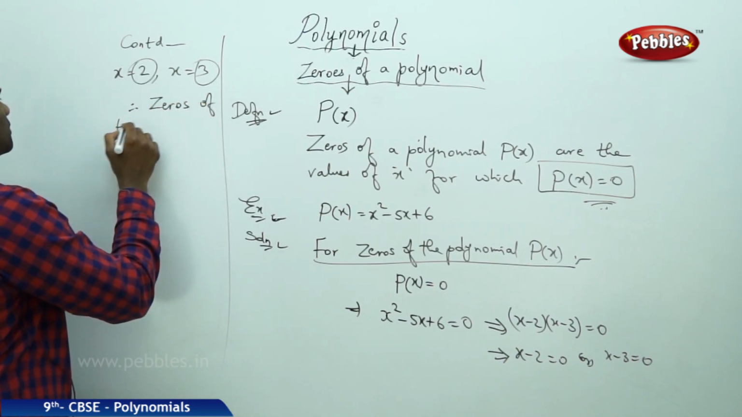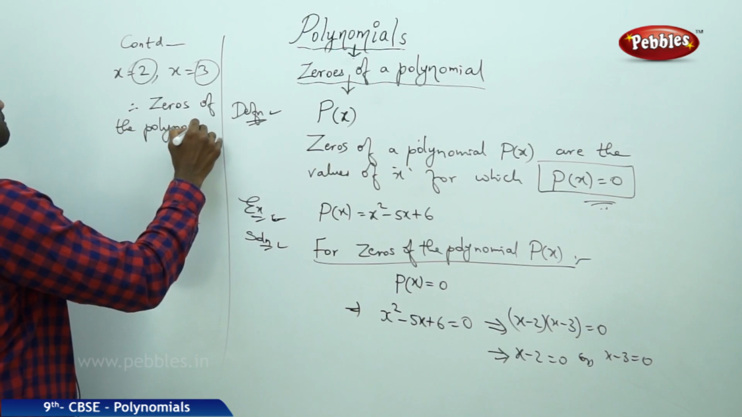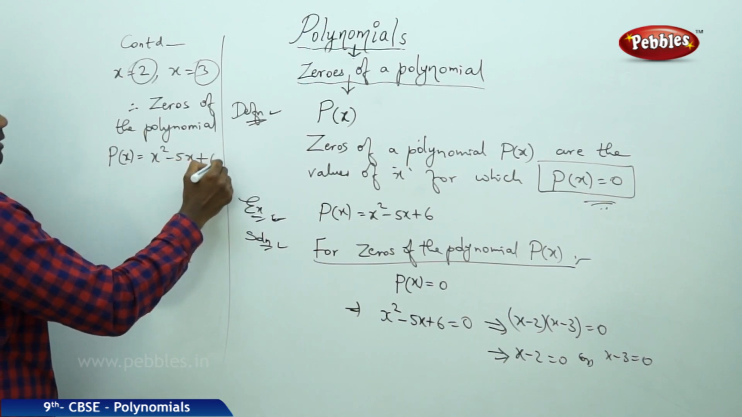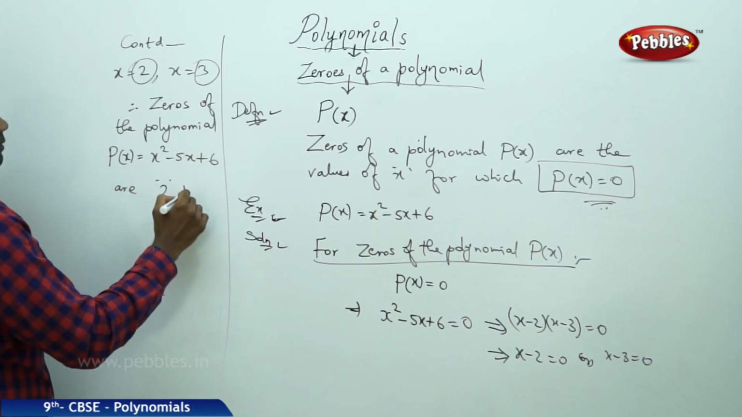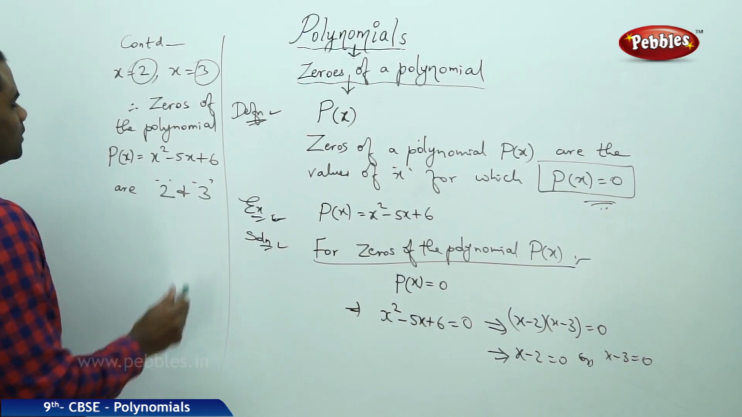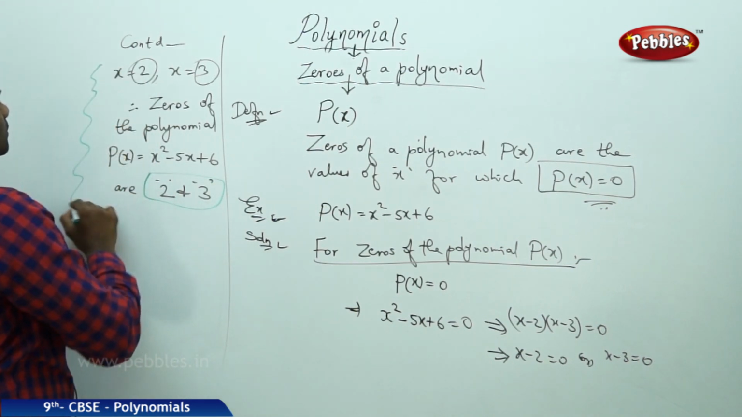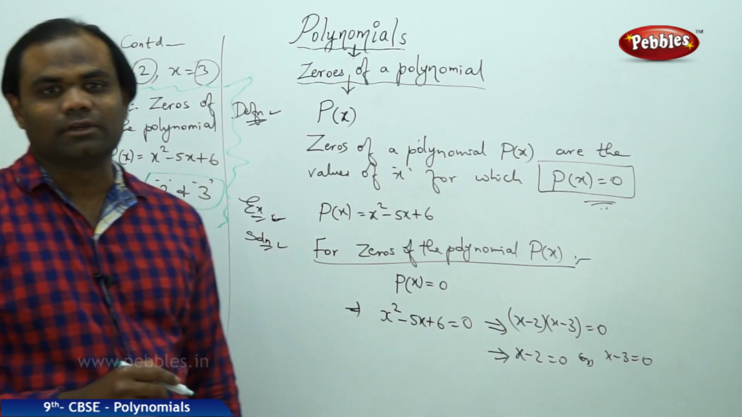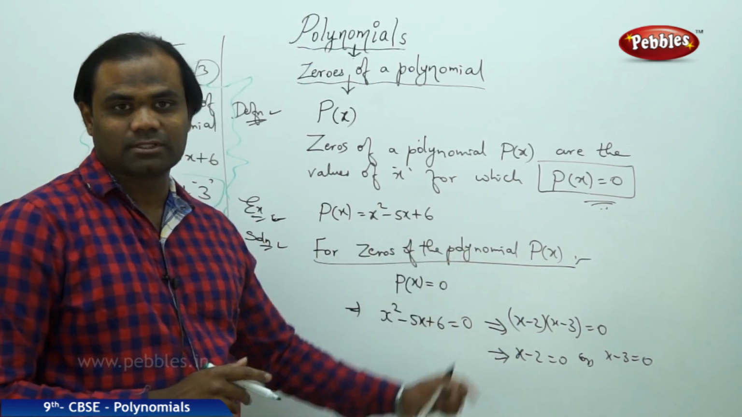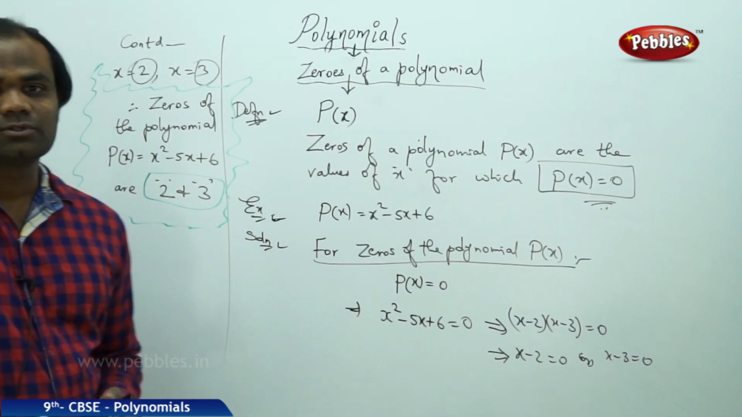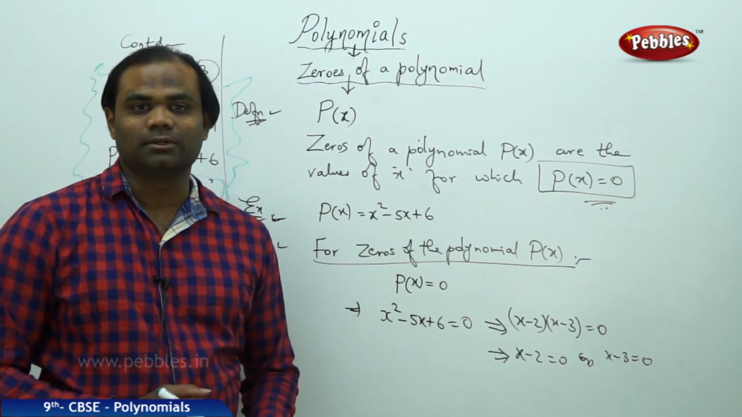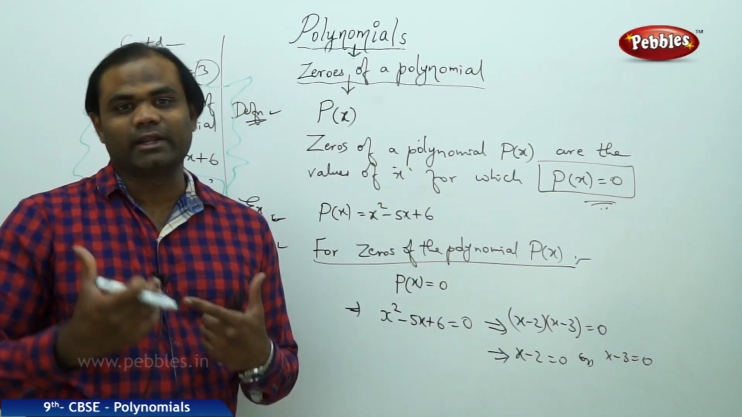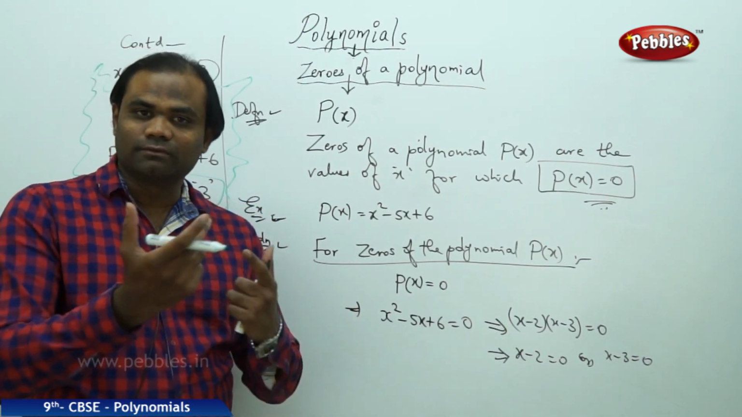Therefore, the zeros of the polynomial p of x equals x squared minus 5x plus 6 are 2 and 3, is how we define the zeros. 2 and 3, the zeros for the given polynomial, is how we understand the definition. Equate p of x to 0, find x, and that x is the zero of the given polynomial p of x.